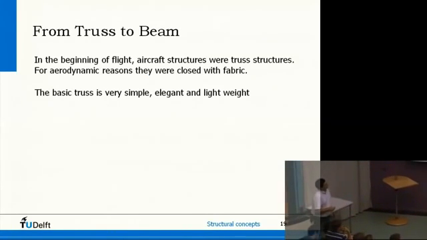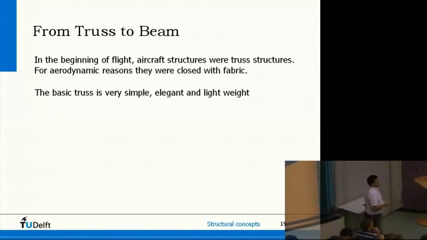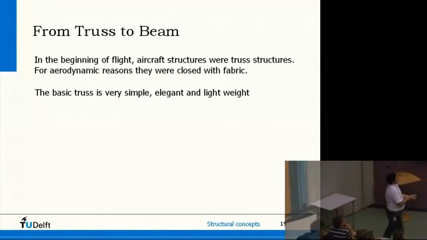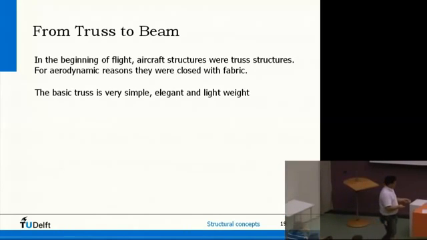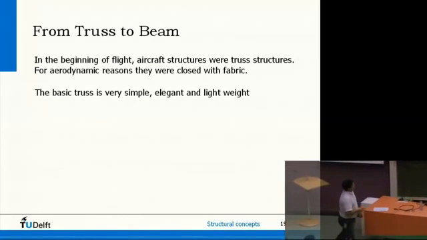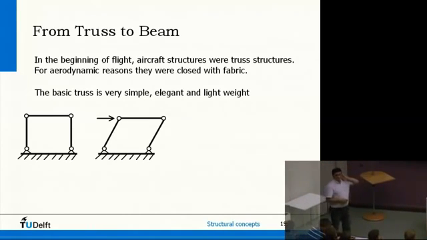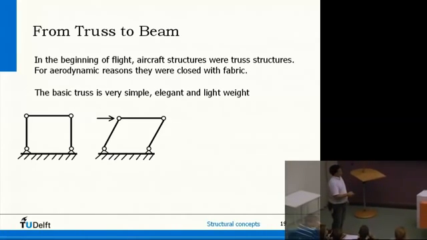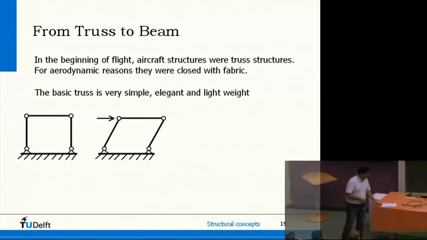Okay. First, as I said, we were flying around with truss structures. For aerodynamic reasons, they were closed with fabrics, but nevertheless, the trusses were the load-carrying sections. And if we look at the basic element, the basic cell of such a truss, actually it consists of 4 elements. Well, here it is attached to the floor, but you can also say there is a 4th element to it.